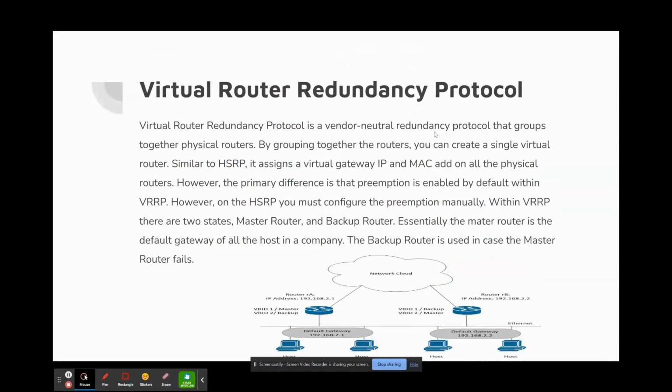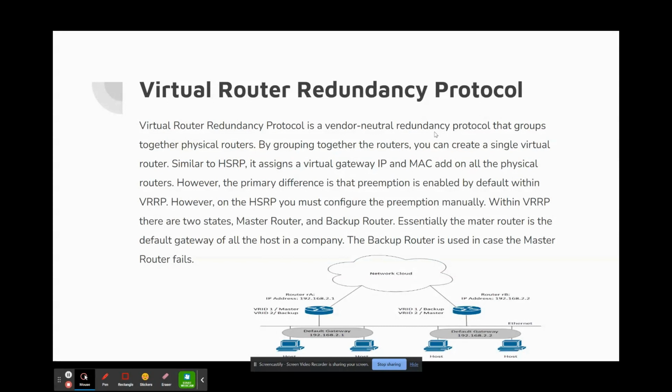Virtual Router Redundancy Protocol. Virtual Router Redundancy Protocol is a vendor-neutral redundancy protocol that groups together physical routers. By grouping together the routers, you can create a single virtual router. Similar to HSRP, it assigns a virtual gateway and IP and MAC address on all of the physical routers.